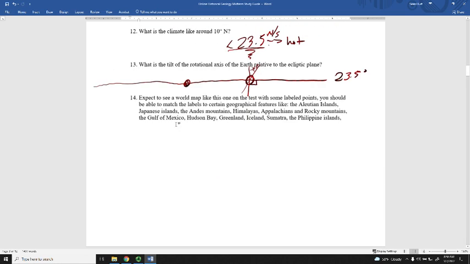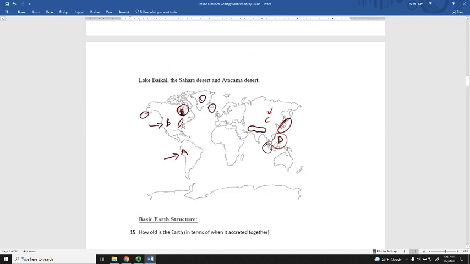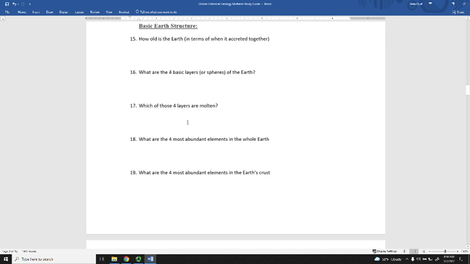Let's see, did I get everything there? I think so. Gulf of Mexico. I hope you know where the Gulf of Mexico is, since we live near it. So anyway, going on to basic Earth structure. This is a very important lecture that we had, and a lot of questions from that lecture are going to be on the test. So just be aware that probably all of these are on the test.